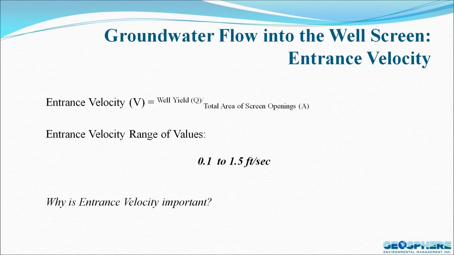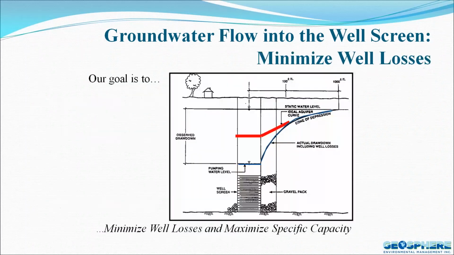It's not very much, but it's enough. And that's what we want to keep it. Too fast, we have problems. Too slow, and we have problems. Why is it important that we have that sort of velocity going into the well screen? It's important because we want to minimize the well losses. We want to maximize that specific capacity, that SC number. We need to do that because we want as efficient a well as possible.